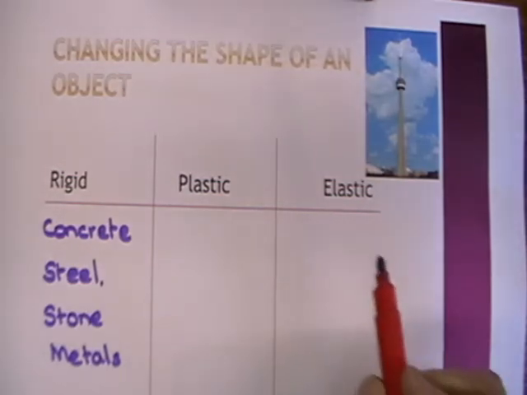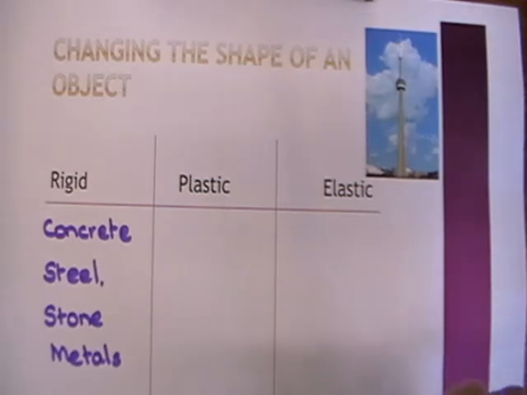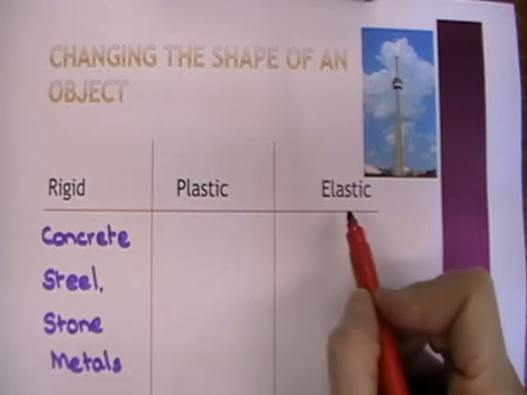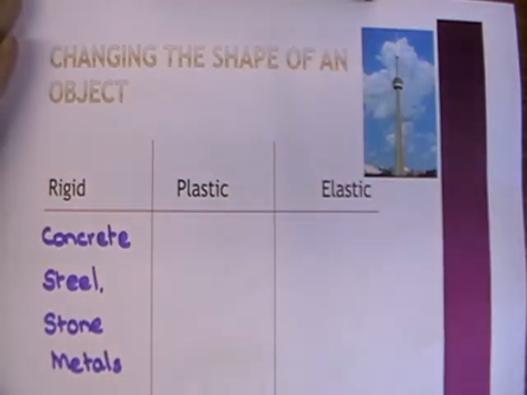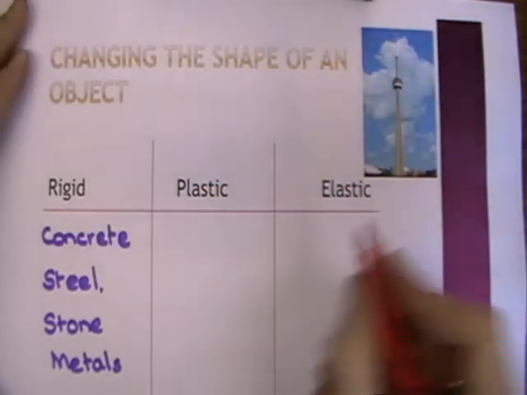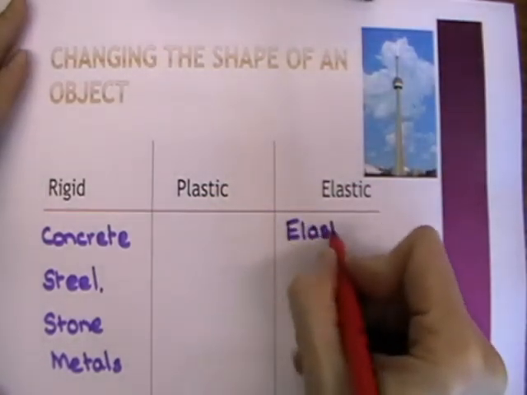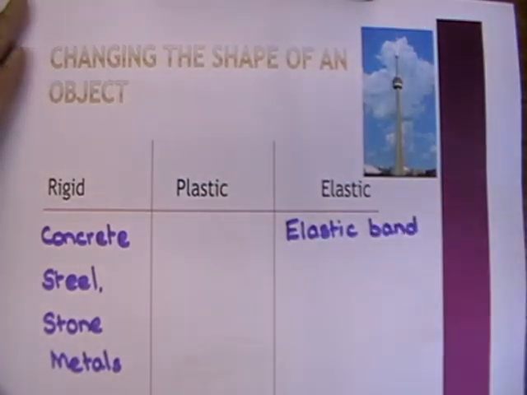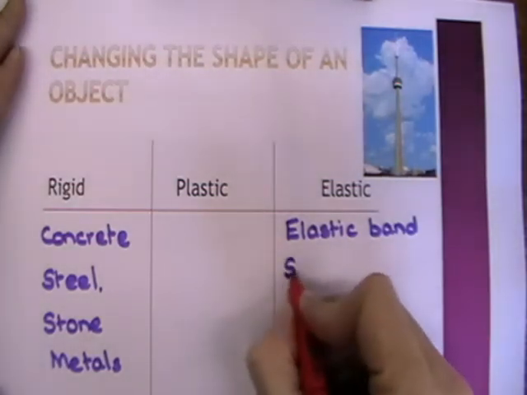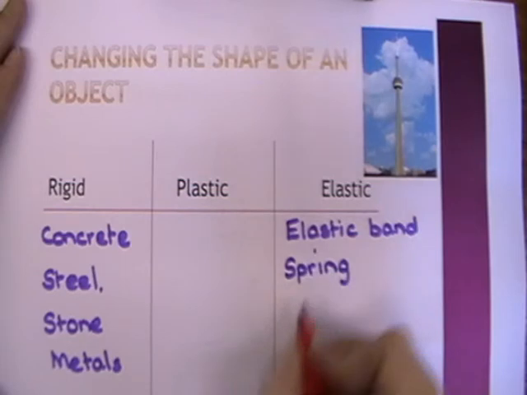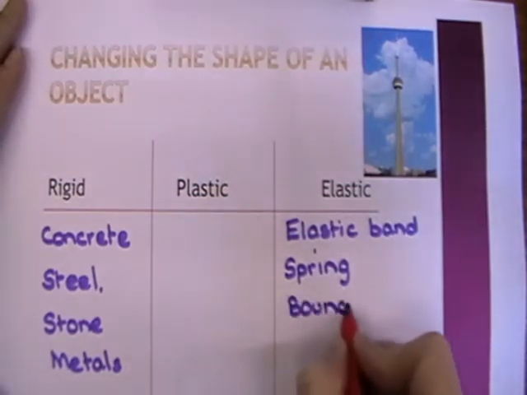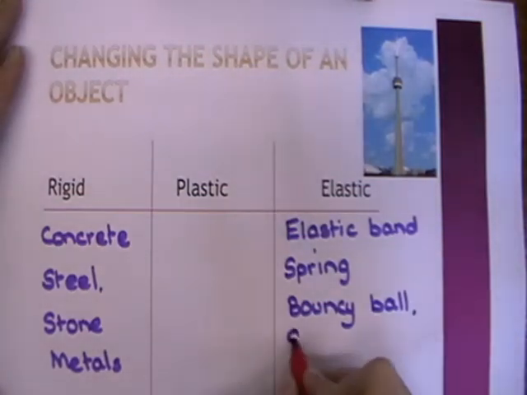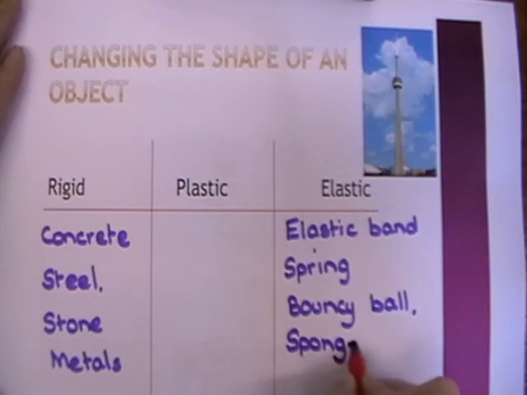So we know that it's forces which change the shape of the objects, but it will go back to its original shape if you take the force away. And when that happens, then you have an elastic object. So we'll write down some examples of elastic objects. Obviously, an elastic band can be easily stretched and it goes back to its own shape again. A spring, a bouncy ball, and possibly something like a sponge will go back to its shape.